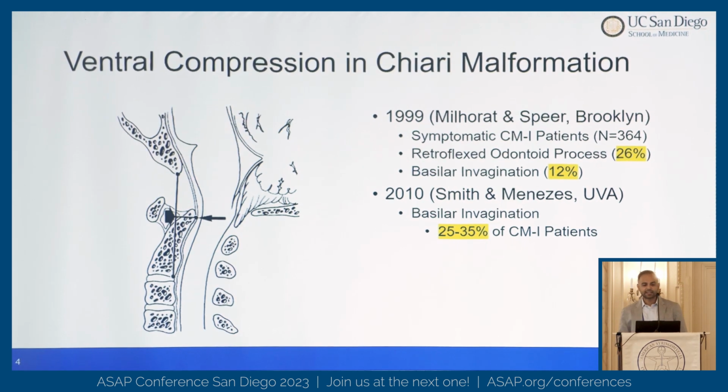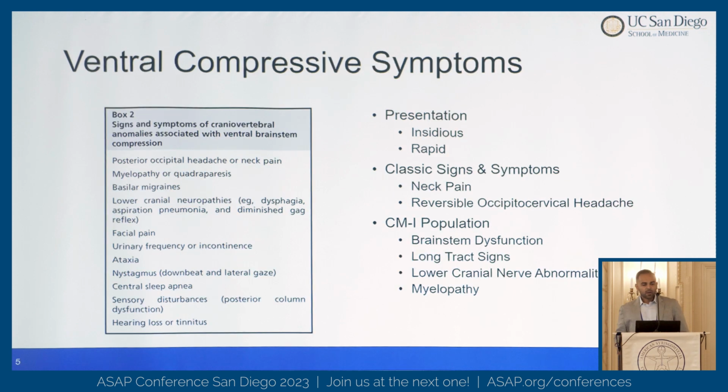As we know from the early data in the 1990s, the incidence of a retroflex odontoid could be as high as 26%. And the incidence of basilar invagination on radiographic imaging could be as high as 12%. In more recent data in 2010, the incidence could be as high as 35% for our Chiari type 1 patients. So something we do see with quite some frequency. We are all familiar with the classic signs and symptoms associated with Chiari, which could either be rapid in nature or very insidious. We know about the neck pain, the tussive headache, as well as some of the more advanced symptoms, which include cranial neuropathies, long tract signs, brainstem dysfunction, as well as myelopathy.